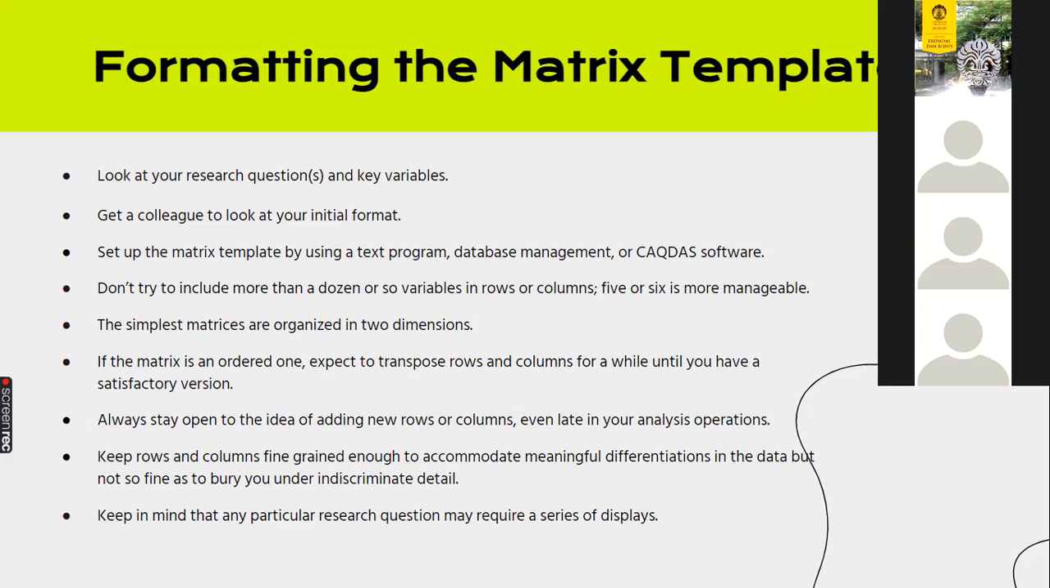Then we also have to keep rows and columns detailed enough to accommodate meaningful differentiation in the data, but not so fine as to bury ourselves under indiscriminate detail. And lastly, keep in mind that any particular research question may require a series of displays. For example, an initial partially ordered descriptive matrix may lead to a small summary table and then to a network display. Think ahead to this possibility, but allow new matrix forms to emerge as the analysis proceeds. And next.